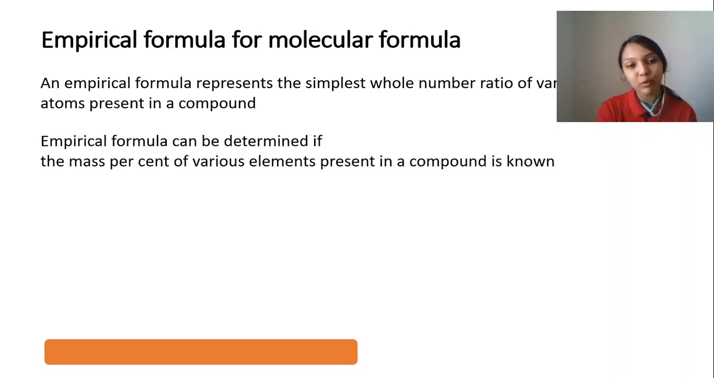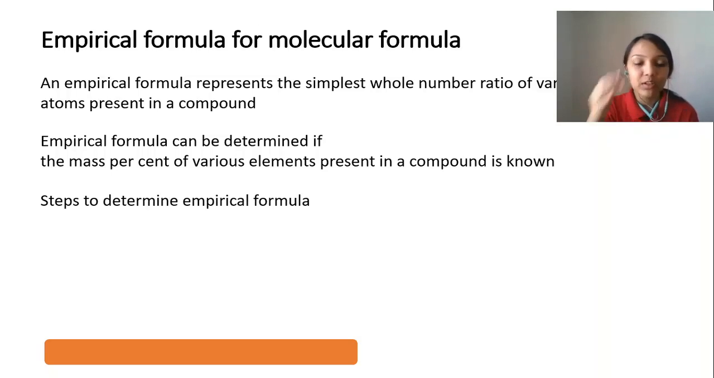Next, the empirical formula can be determined if we have the mass percent of the various elements present in the compound. It just represents the whole number ratios of all the elements present in the compound. If we know the mass percent of all the elements, we can calculate the empirical formula. There are a few steps to determine it.